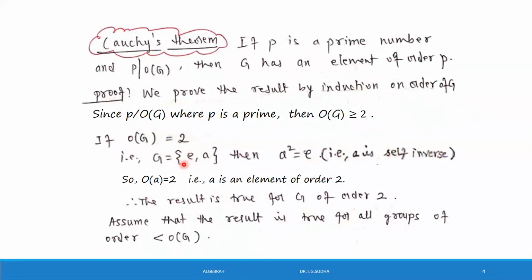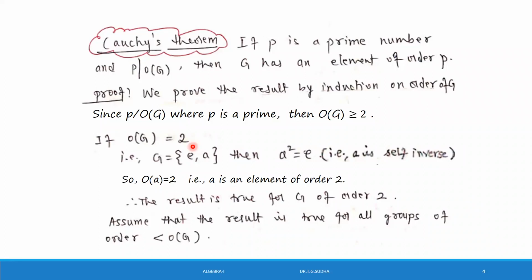That means G contains two elements. One element must be the identity element E and the other element is any other element A. Then A squared will be equal to E, that is, A is self-inverse. Since the order of G is 2 and 2 is even, and we know that if a group is of even order, there is an element which is self-inverse other than the identity element E. So the order of A is equal to 2. That is, A is an element of order 2.